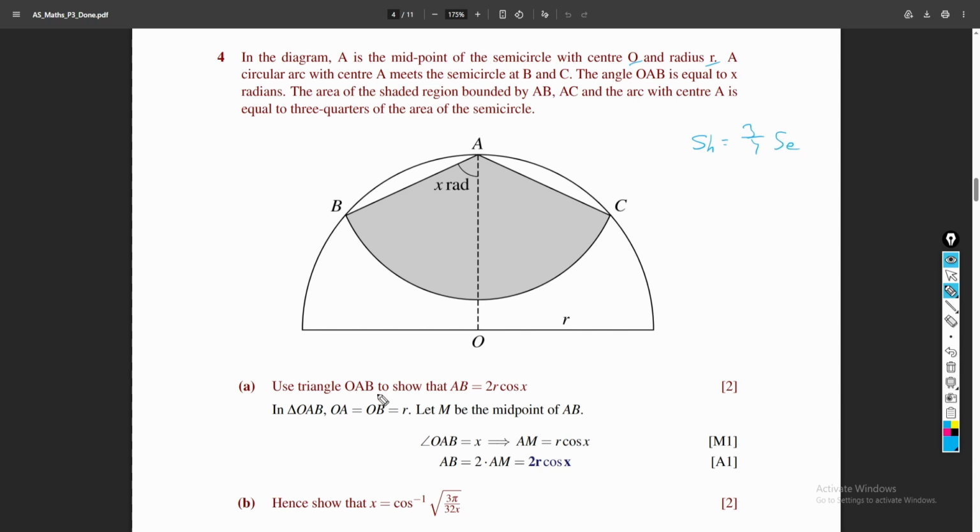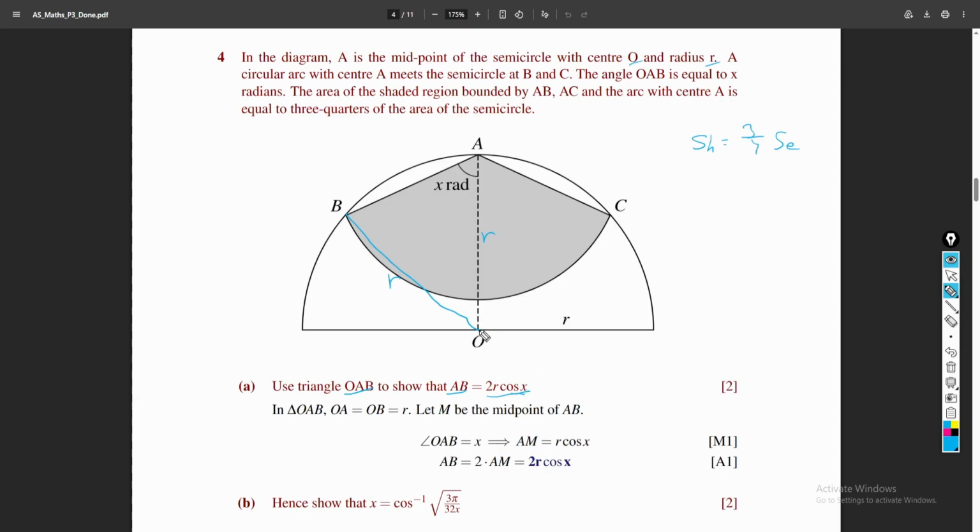So our first question is, use triangle OAB to show that AB is equal to 2r cos x. So we want the length of AB. Since we need to use a triangle OAB, let us draw it first. We have triangle OAB, and we're trying to find AB. We don't know AB, but we know R and this angle. So we have two directions over here. Maybe we can use the sine rule, but then we don't know R or x. Over here we have cos.